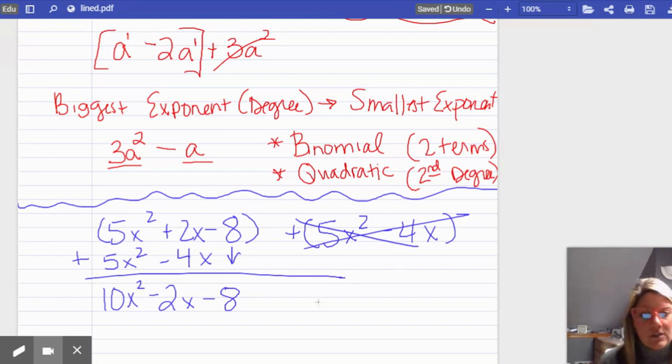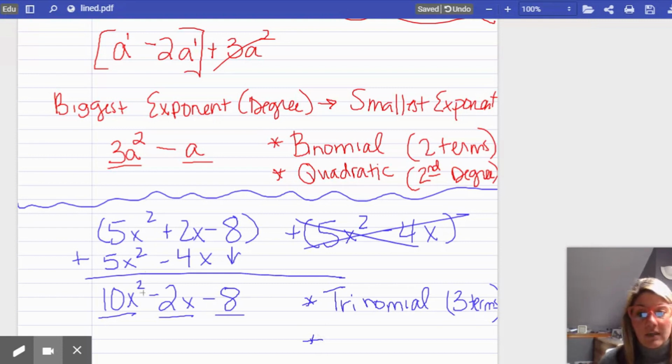The degree. So if I look first, I have 1, 2, 3 terms. So 3 terms, 3 wheels, tricycle, or a trinomial, which means it has 3 terms. Next, I need to classify it by the degree or the largest exponent. And once again, the largest exponent I have is 2. So this is a quadratic equation, which means it is the second degree.